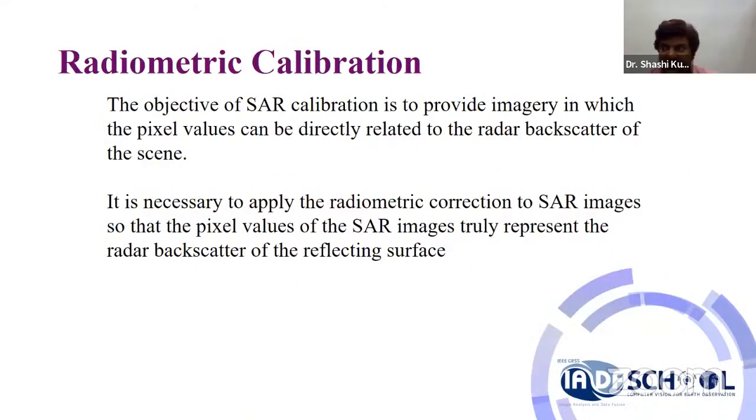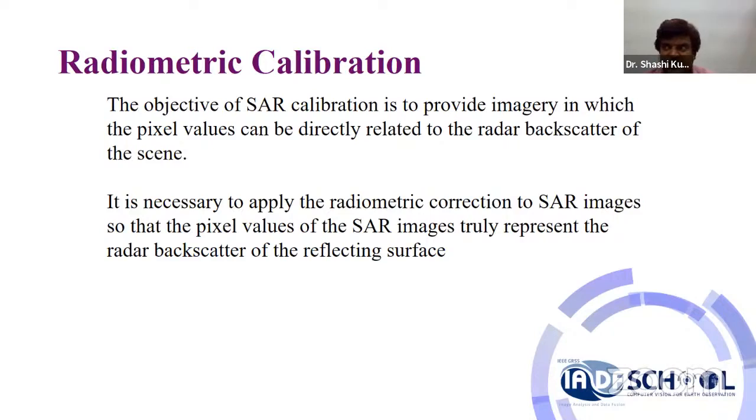Now, after that, we are going to do the radiometric calibration. Radiometric calibration will be the first scientific product of any SAR data set, to do any kind of science with respect to the thematic applications. Okay. So the objective of SAR calibration is to provide imagery in which the pixel values can be directly related to the radar backscatter of the scene.